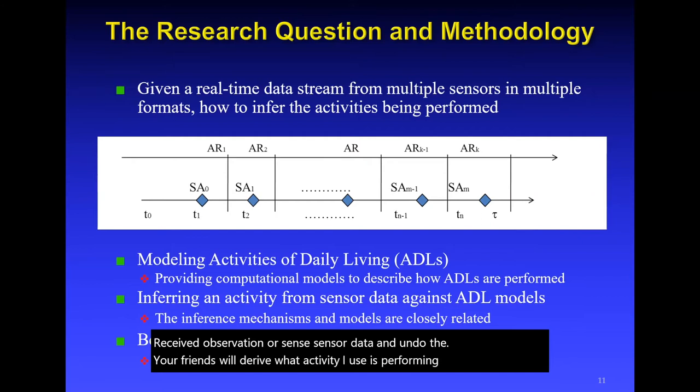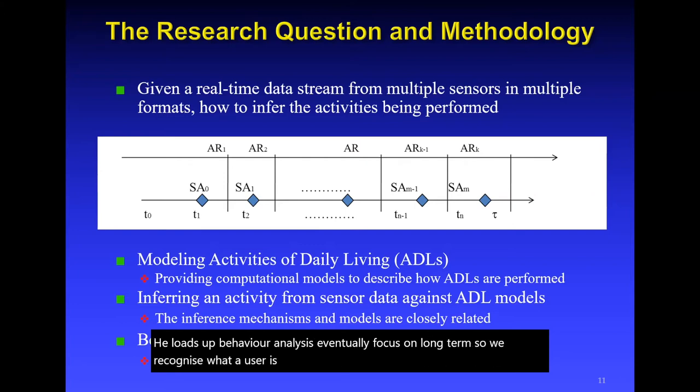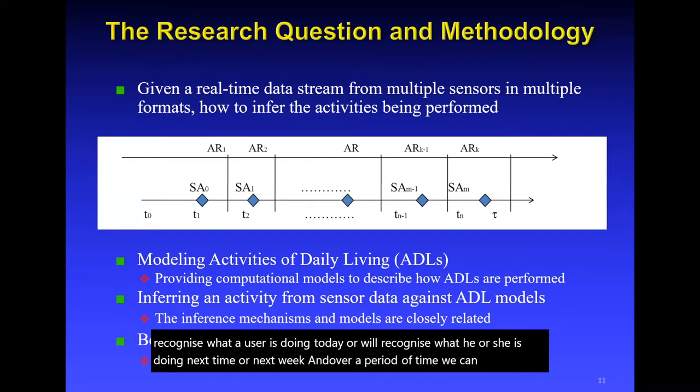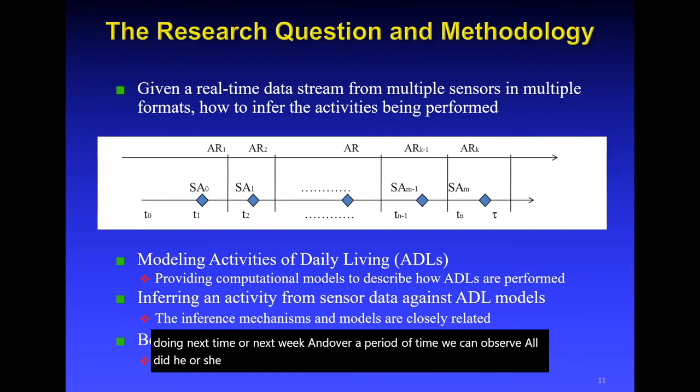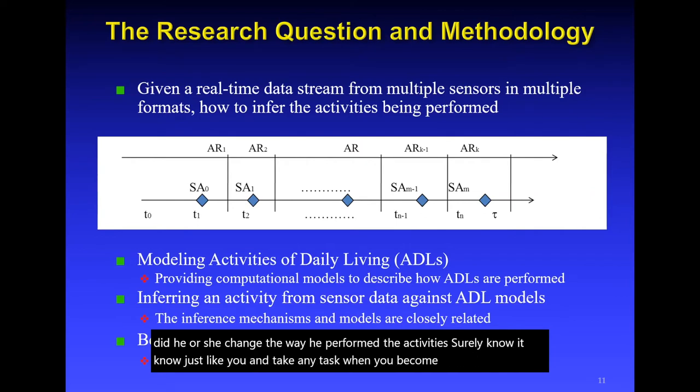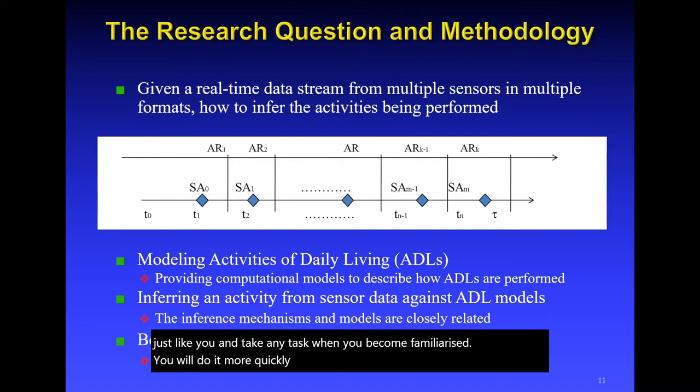And then the behavior analysis basically focuses on the long term. So we recognize what a user is doing today, or what he or she is doing next time or next week. And over a period of time, we can observe, oh, did he or she change the way he performed the activities? Surely, just like when you undertake any task, when you become familiarized, you will do it more quickly, yeah? But still, to some stage, it will be stabilized, yeah? But what is the final stabilized way you do something? That is what we want to know.